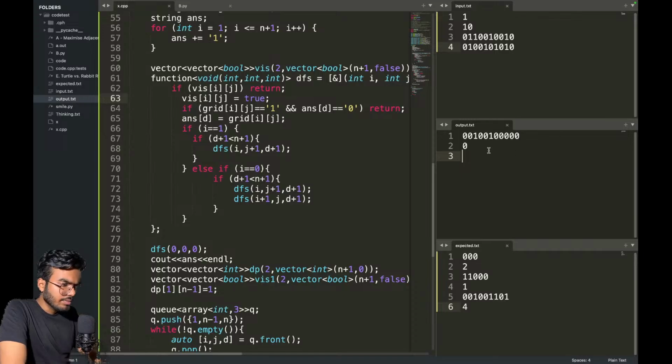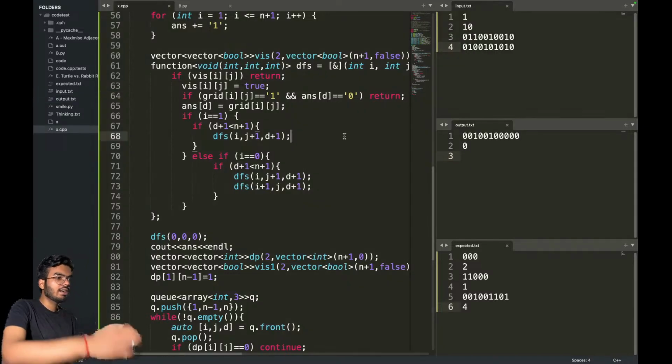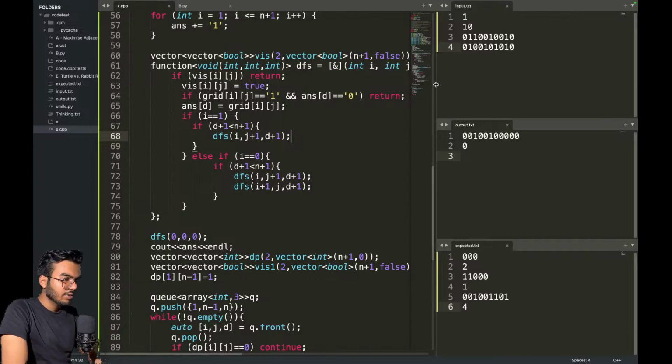I'm getting a 0. Why is that? So we have 0 0. What? I'm getting a 0 for this. It is not possible. Like 0 0. Yeah, I don't think I'm calculating the shortest path correctly. So that is where I was going wrong.